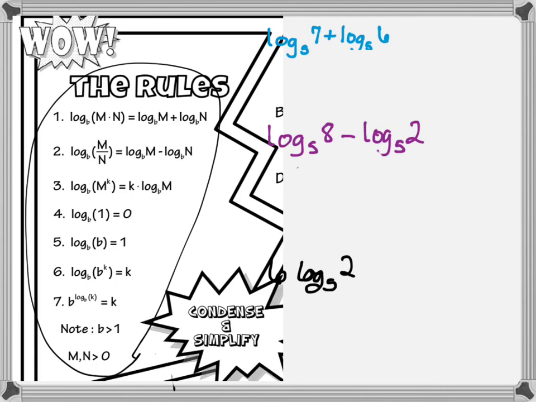And so if I have log base 5 of 7 plus log base 5 of 6, I need to multiply these two numbers. So that's log base 5 of 7 times 6, which is 42.